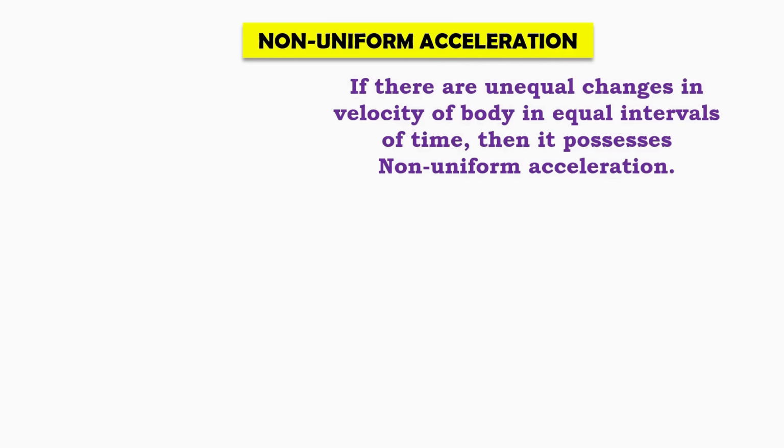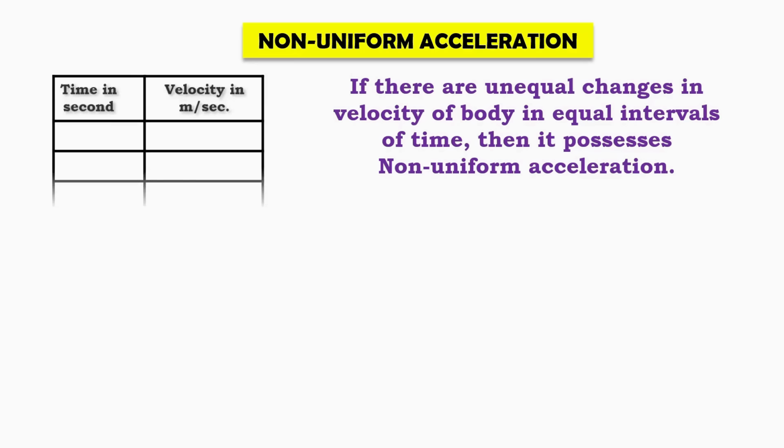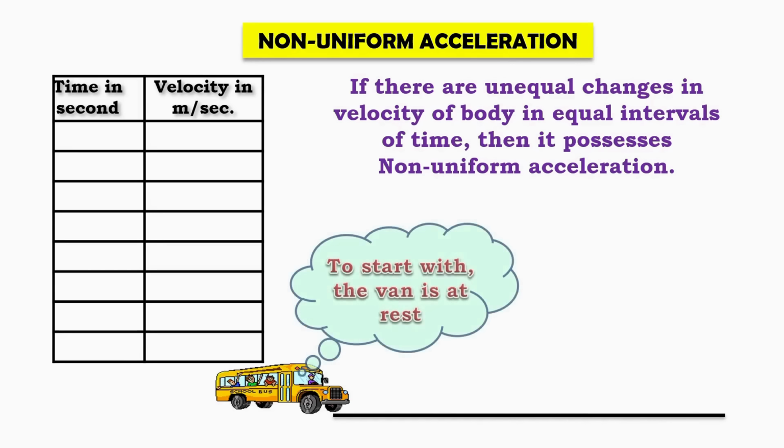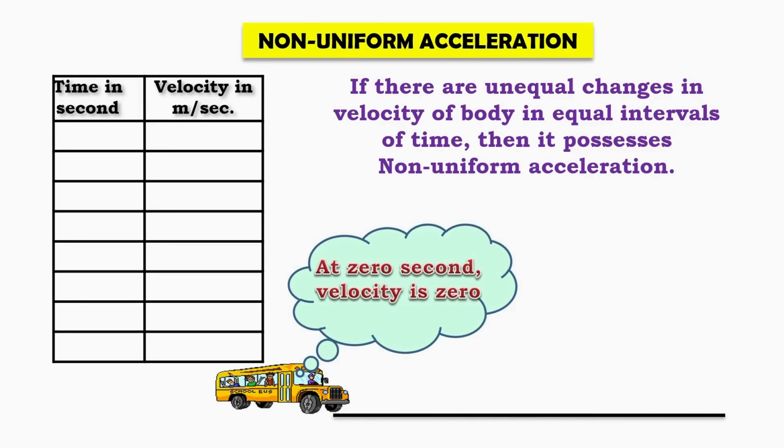Non-uniform acceleration. Now let us understand non-uniform acceleration. If the change in velocity of a body is unequal in equal intervals of time, then the body is said to have non-uniform acceleration. To understand this, let us look at the example shown on the screen. At the beginning, the van is at rest. So, at 0 second, the velocity is 0.